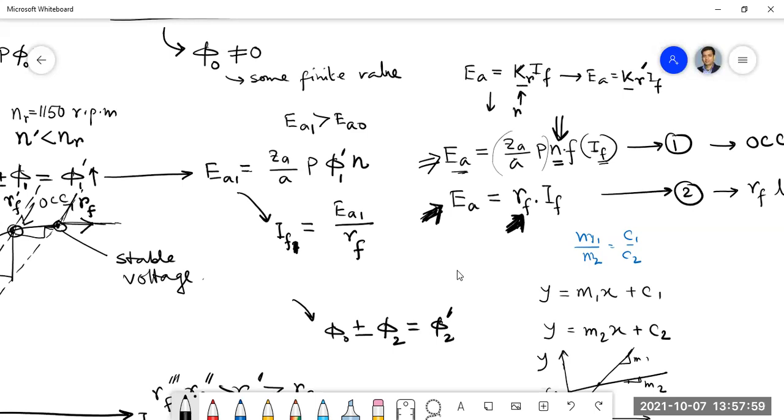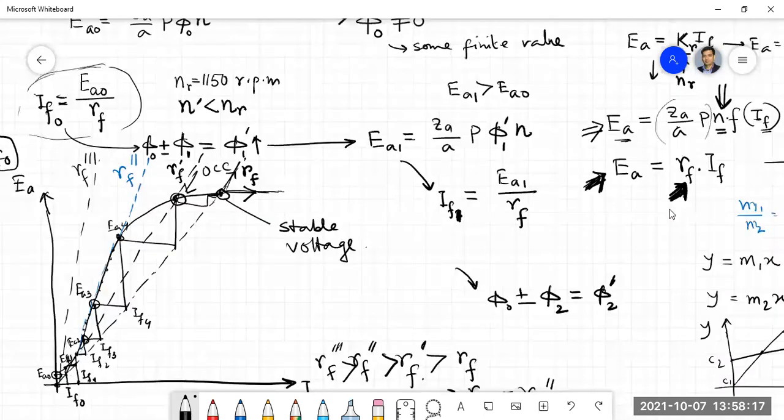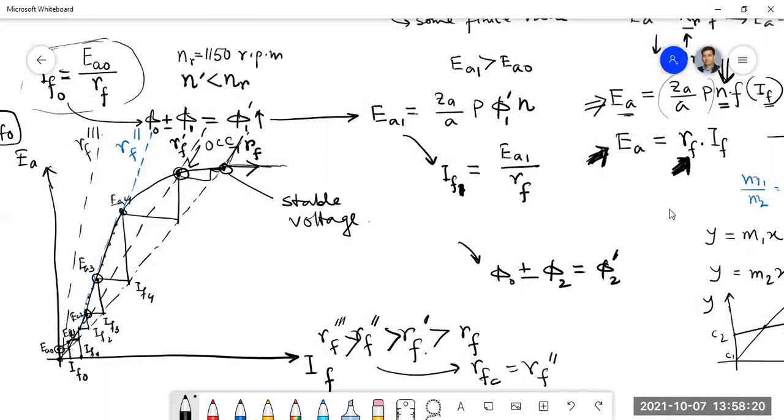This is corresponding to NR, and this is corresponding to some speed which is less than NR. So which constant is less? Kr prime, right? So the curve will be of similar nature, but the initial slope of the OCC curve will now be less steep, isn't it? That we can say. Am I right? Yes, sir. So it will be similar, but it will be less steep.